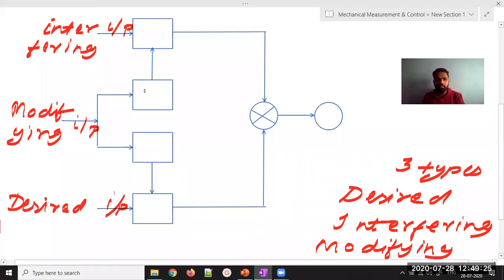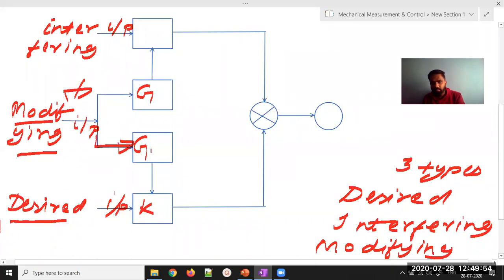So if there is something which is into the system, let this be the control. We know that this will have two transfer functions. This is the transfer function. We know for this it will be sensitivity, because this is the desired input. But suppose my system is designed for desired input, but I'm also getting some modifying input into the system. This is my modifying signal.